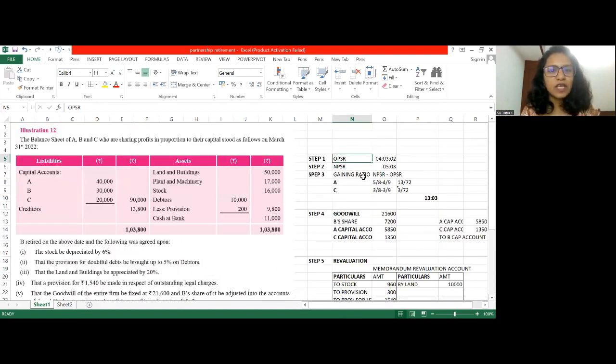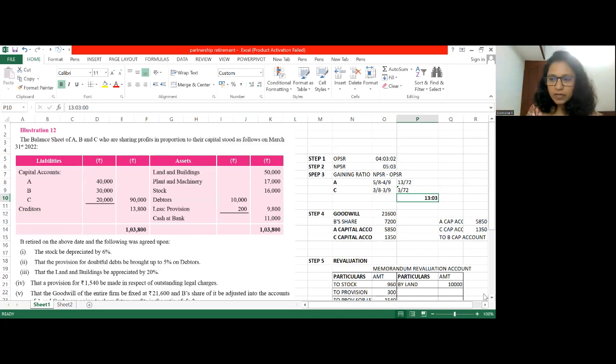So we need to find out the gaining ratio. Gaining ratio is new profit sharing minus old profit sharing ratio for A and C. That is 5/8 minus 4/9, 3/8 minus 3/9. Once we solve this equation, we get 13:3 to be the gaining ratio. Now the next step. Once gaining ratio is found out, the next step is to identify goodwill and reserve adjustment. You will have goodwill adjustment and adjustment for reserves.